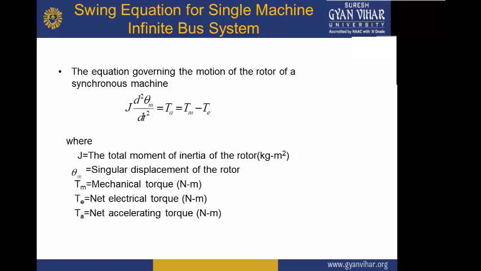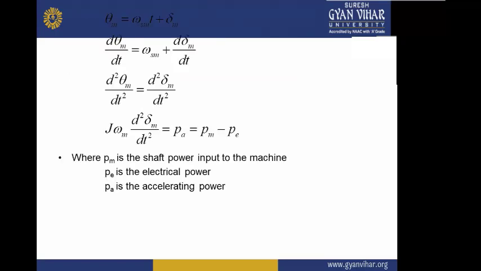Now, why is the acceleration and deceleration of the rotor going on? It depends on whether the demand is being increased or reduced, whether to increase the power or decrease the power as per the requirement of the load side. Now let's consider theta m equal to omega sm t plus delta m.